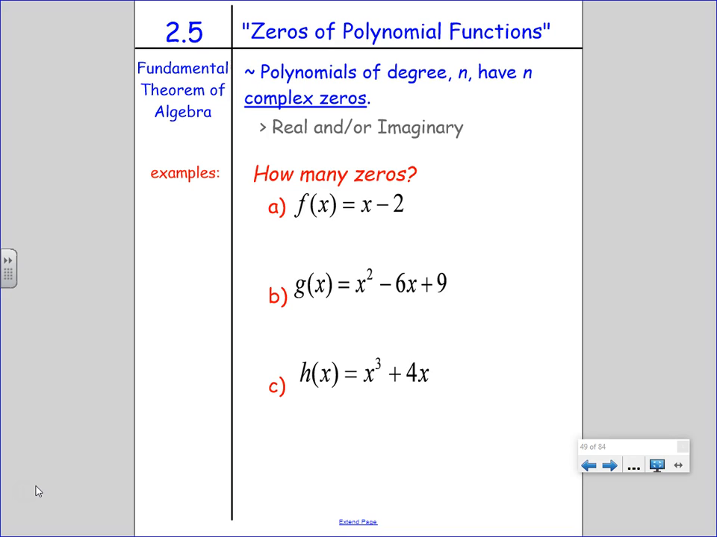Yeah, but not just number, the degree, right? So for letter A, just looking at the degree, how many zeros does that f of x, according to the statement up above, have to have? 1. And letter B, how many does it have to have? 2. And letter C, how many does it have to have? 3. Now, look at your work. Did you get 1 and 2 and 3 for each of those? Yes.